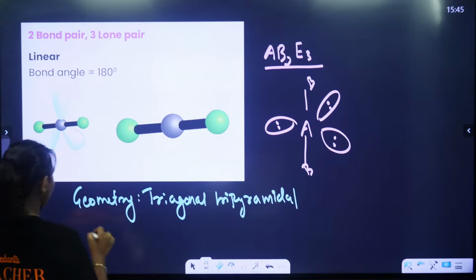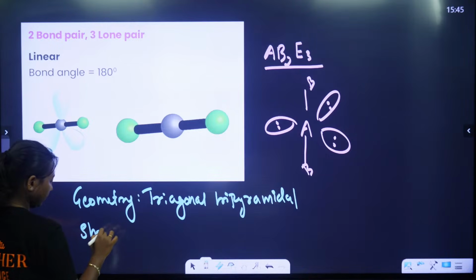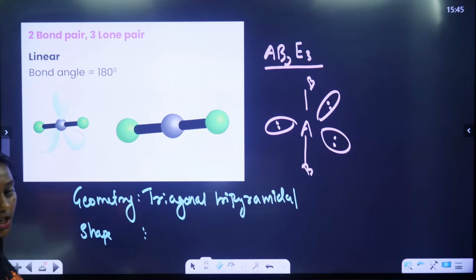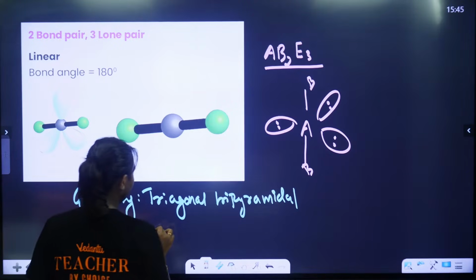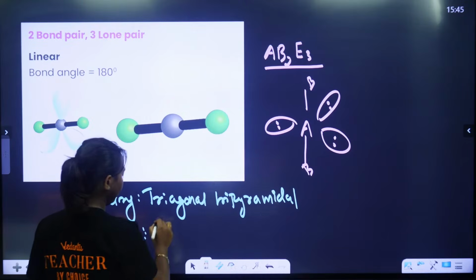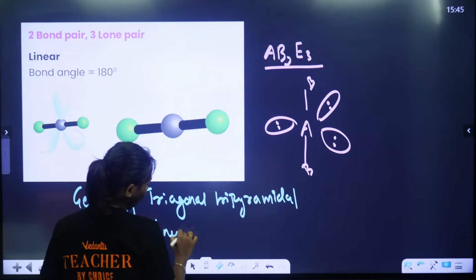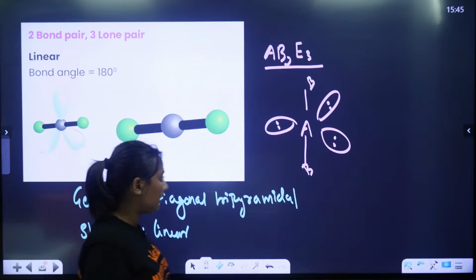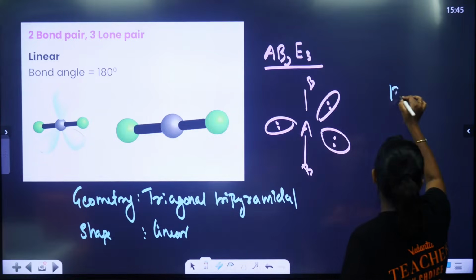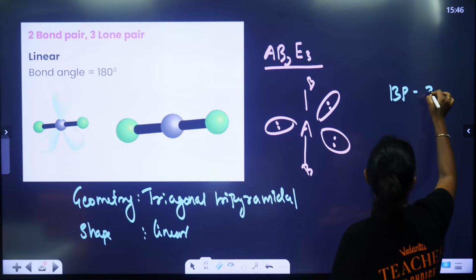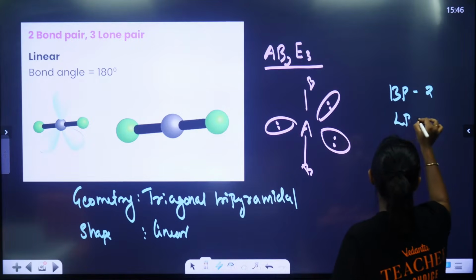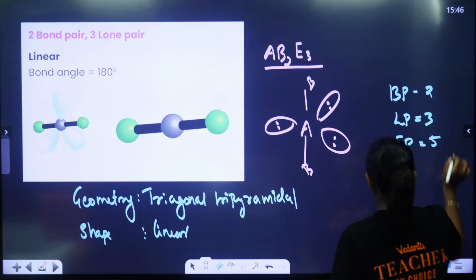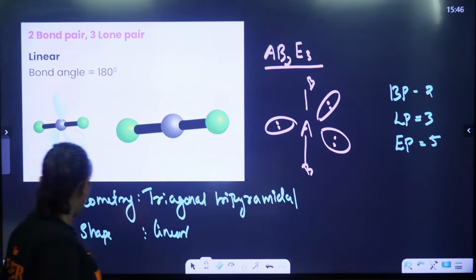Then what is the shape? The shape is actually linear. You can ignore the bond lone pair, then you will get a linear shape. So here I am writing bond pair is equal to 2 and lone pair is equal to 3 and EP is equal to 5. I hope it's clear.